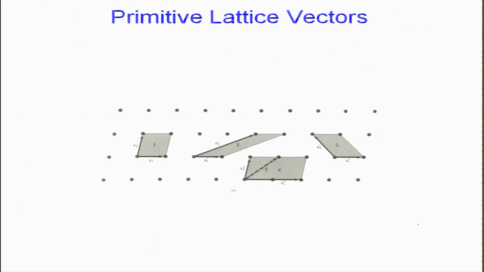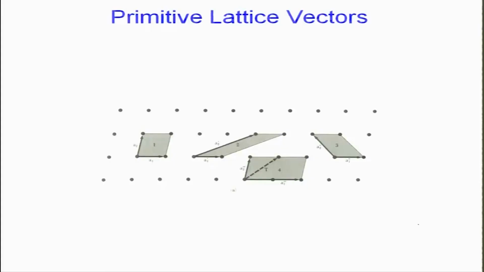So this is, for example, a primitive lattice. It is in 2D. In this, what we have is an array of atoms, and you can see that we have drawn the first primitive unit cell, which is this unit cell, number 1. A1 is the primitive lattice vector, and A2 is the primitive lattice vector.